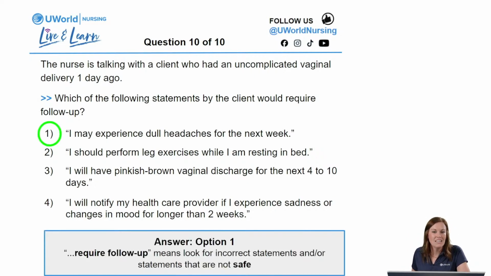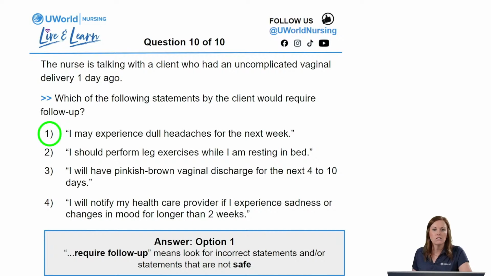I will pull up the right answer. So the correct option is option 1. Again, when our question says require follow-up, that means look for incorrect statements or statements that are not going to be safe for our client. So persistent headache and blurred vision can indicate postpartum preeclampsia. The majority of our clients with preeclampsia will develop symptoms before birth, but it can also present itself after. So this is a serious complication or condition, and it can rapidly worsen, and without treatment, it can lead to seizures or even death.